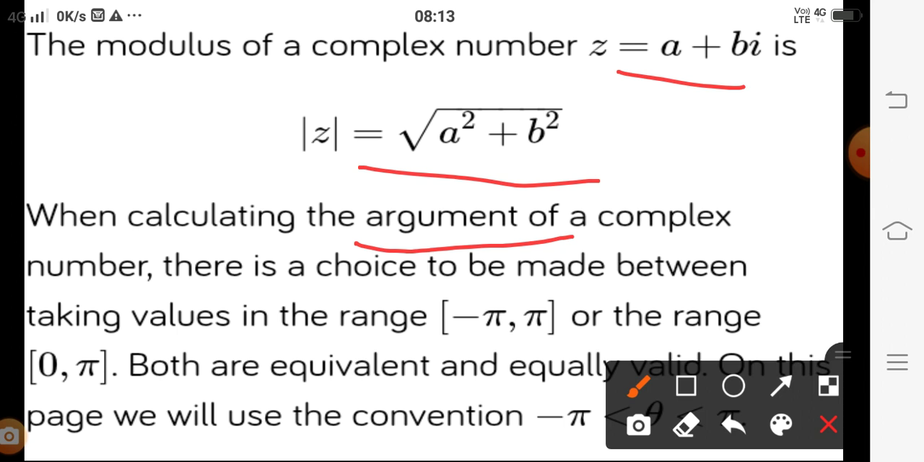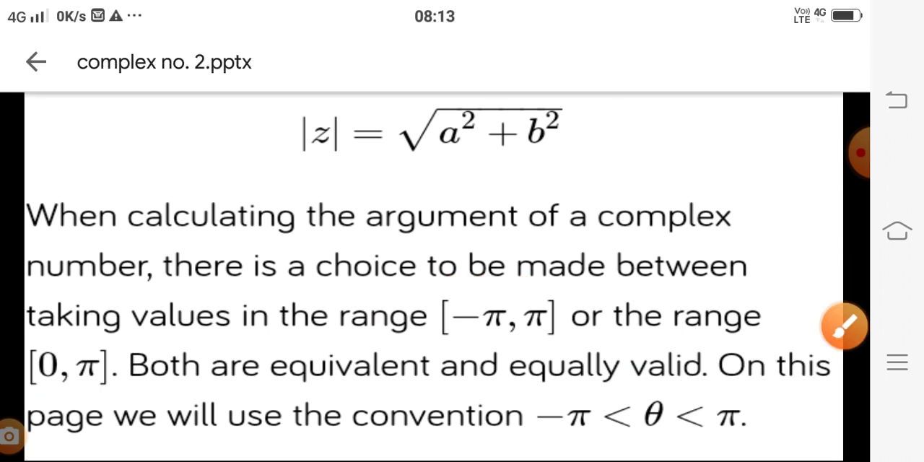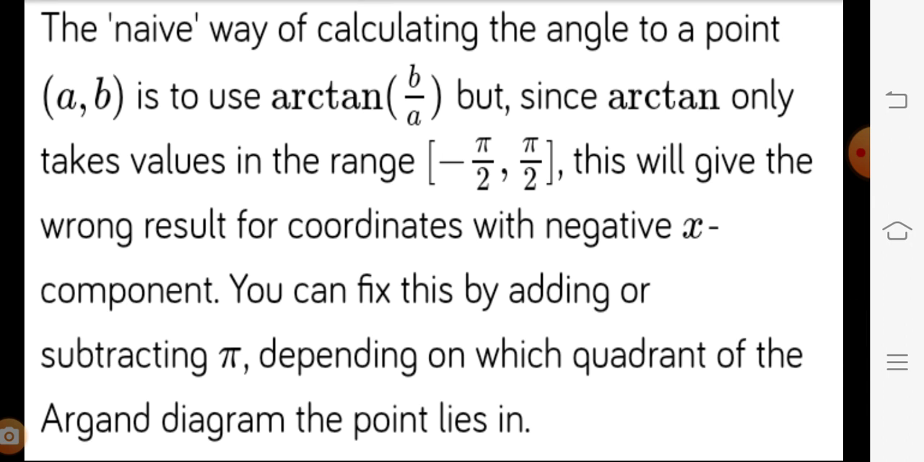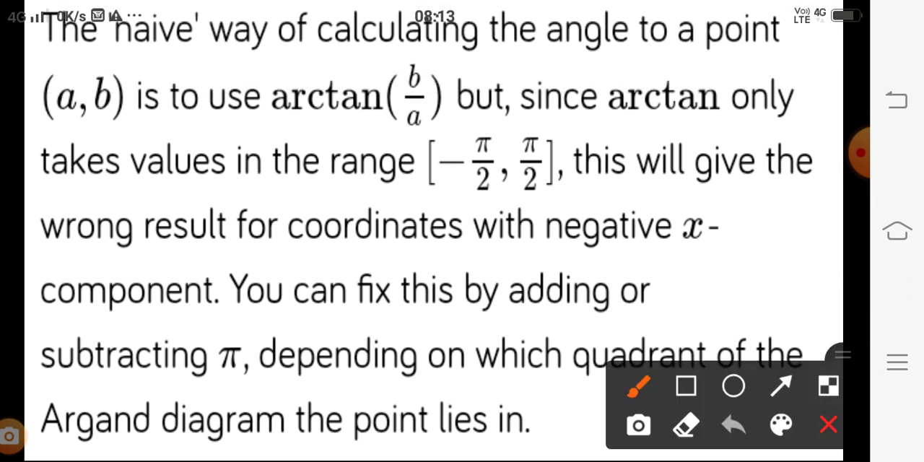The argument, if you are calculating, may lie between minus pi to pi, and the range of the argument we are getting as 0 to pi. Both are equivalent, but what we know about this argument, we are calling simply as tan theta. And if we go through the concept of tan theta, the domain and range, then I am writing here arc tan, the positive direction.